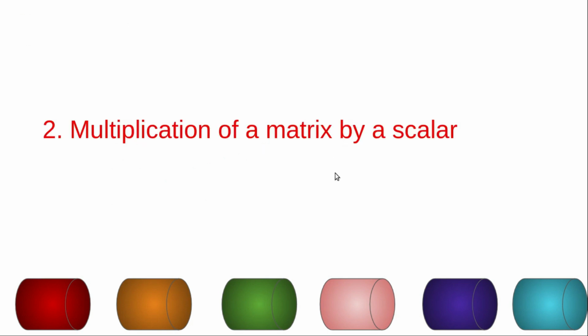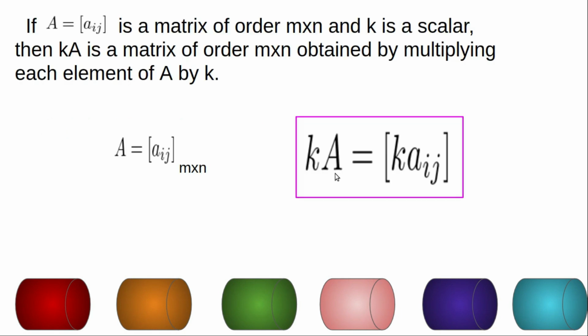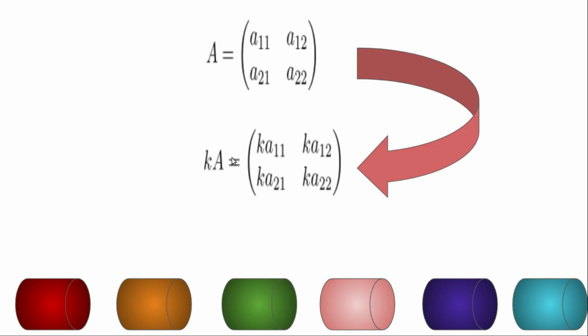Now second operation, multiplication of a matrix by a scalar. Consider a matrix A equal to A11, A12, second row A21, A22. Consider a constant scalar K. K into A is obtained by multiplying each element by K: K into A11, K into A12, K into A21, K into A22.